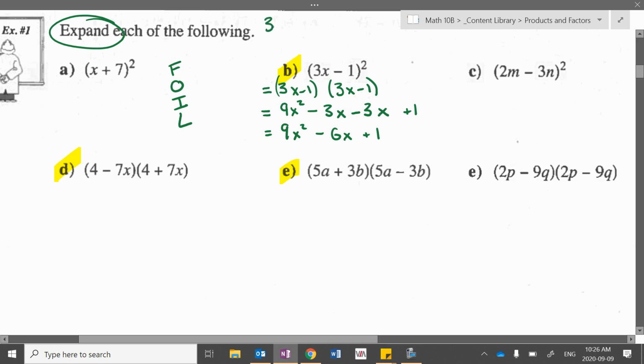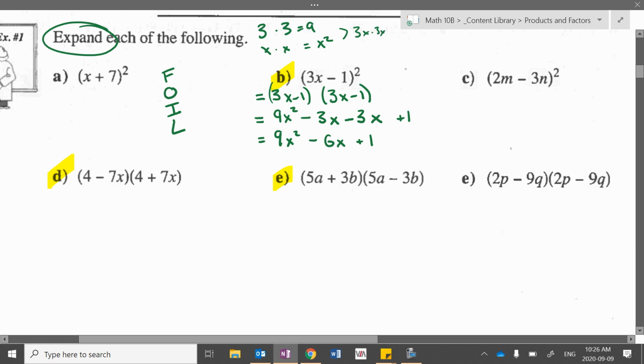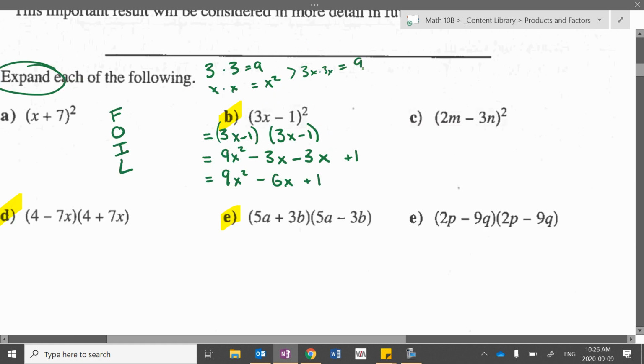It's just 3. Okay, so split it. 3 times 3 is 9. Do you agree? And x times x gives us x squared. So it's really 3x times 3x, which I could break into those pieces, which gives us the 9x squared. I feel like I'm missing what you're asking. Or does that answer it?